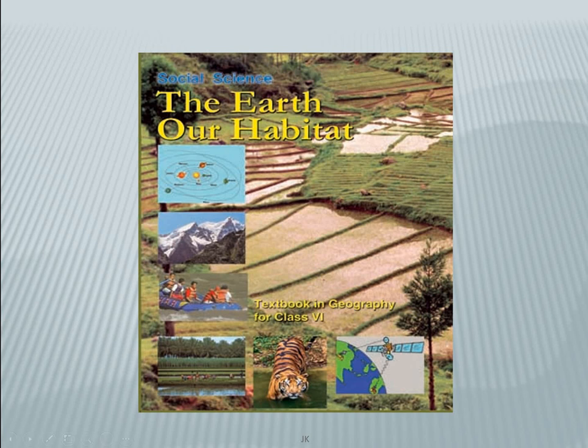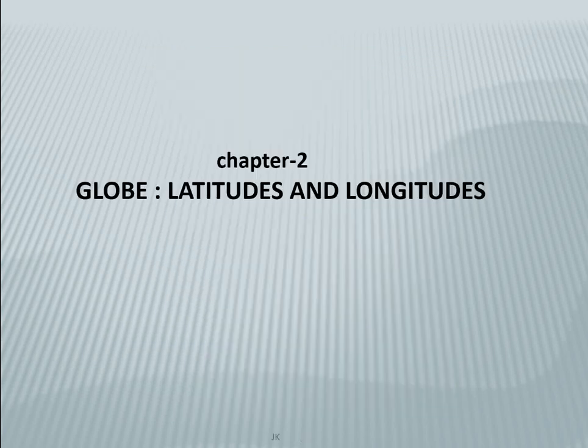Hello everyone. So today I will be covering the second chapter of Classic Standard Geography textbook, The Earth and Our Habitat. In this series, I have already covered the first chapter. In this second chapter, there are three important concepts which need special attention. So I'll be taking that in separate videos. So let's begin. The second chapter is about globe, latitudes and longitudes.